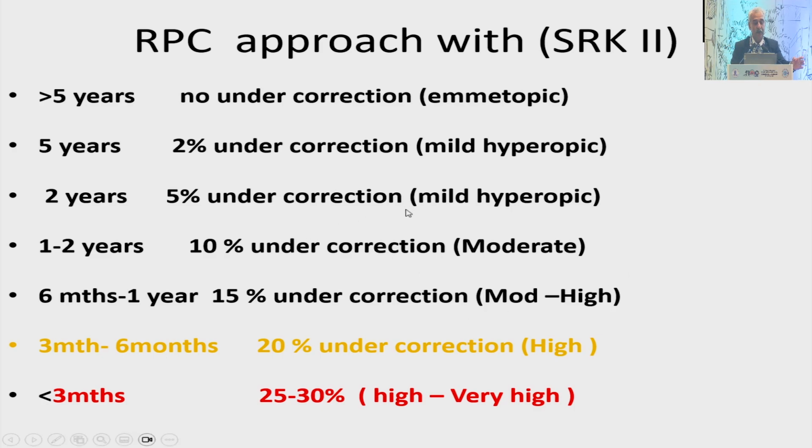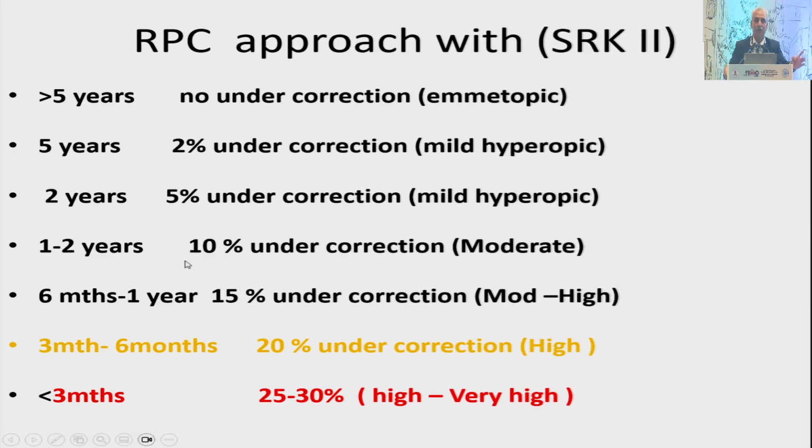Then for 1 to 2 years, 10% undercorrection works wonderfully well in most of the patients. 95% of patients will fall in that group and they're doing well. The problem is 6 months to 1 year, a little tighter zone, but we realize that 15% is good. The moment you touch 3 to 6 months, you have to do 20%. And that is still okay because we're getting higher hyperopia. We aim at about plus 8 to plus 10 in the glasses. That's good enough for them.